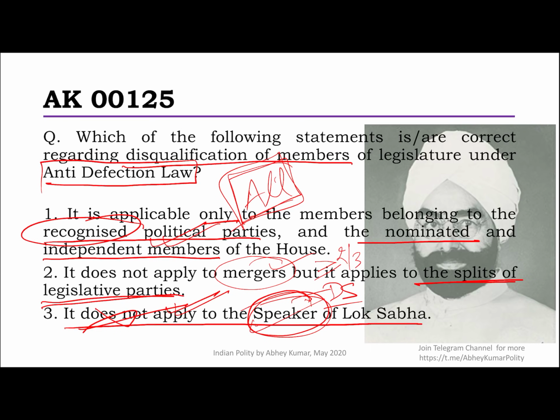Now what is a split? Split was defined as minimum 1/3 of the members splitting and forming a new party, right? Please ensure you understand the difference between merger and splits. So yes, the second statement is correct, but the first and the third are wrong here. So please ensure you understand the anti-defection law in detail. Just go through the provisions once, it will all be simple enough, and through the questions that we will have in this series, more finer nuances will be covered.